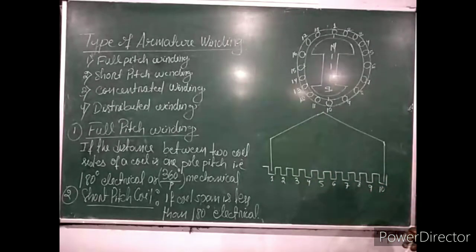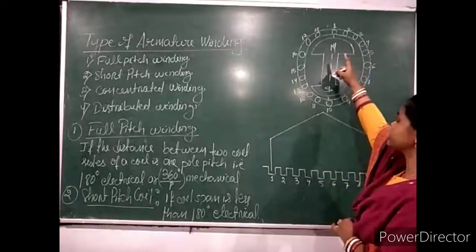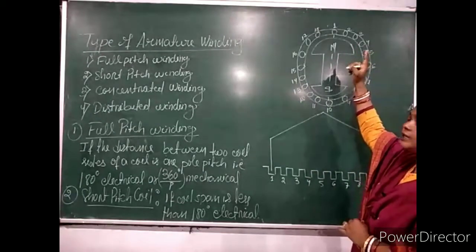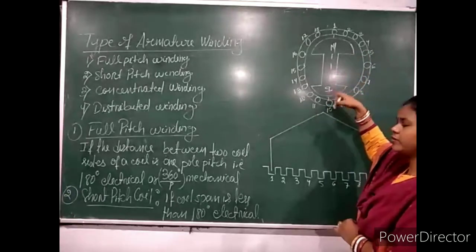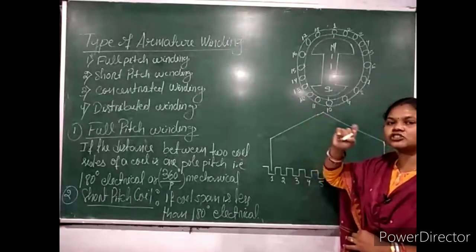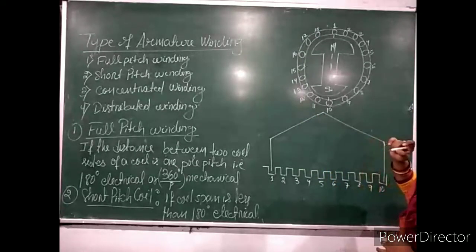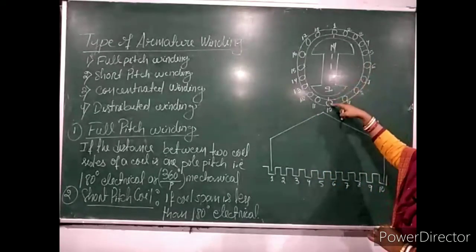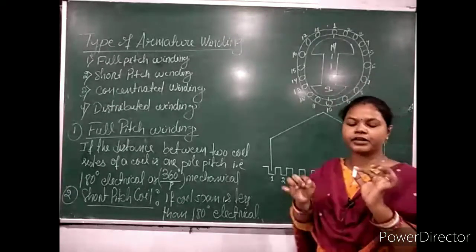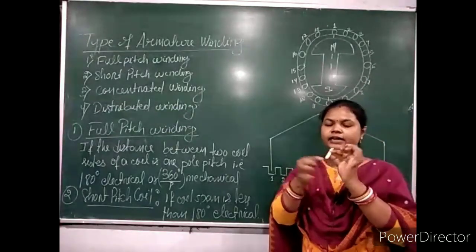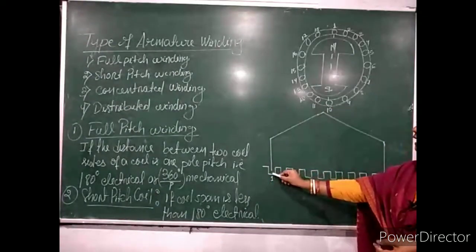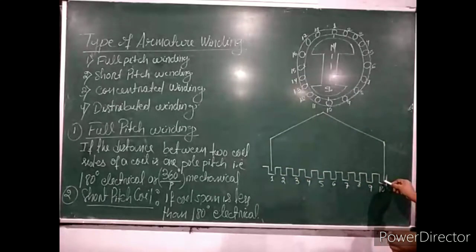Here you see that these two coil sides, if I place the conductor or coil in between slot 1 and 10, taking one slot as incoming and another slot as outgoing. So, 1 and 10 are its coil sides. Suppose it is a winding. So, this one is one end and this one is another end, the starting point and the ending point.